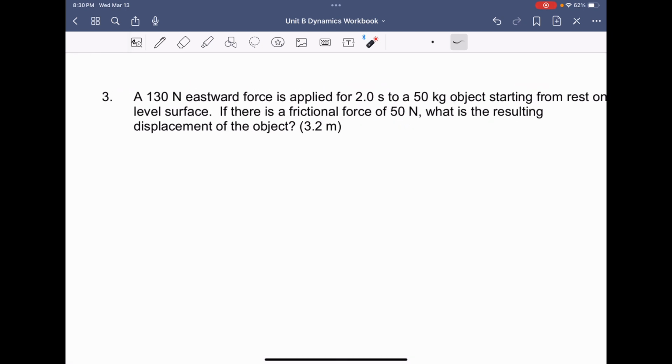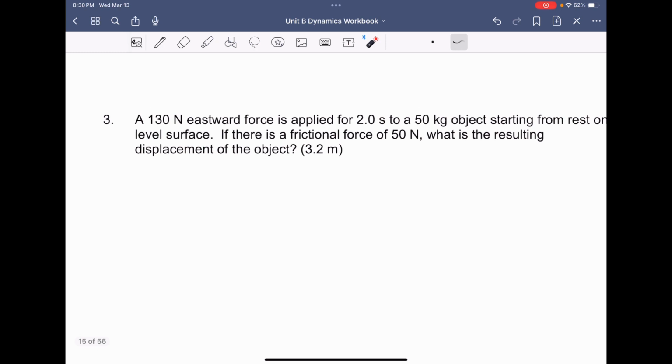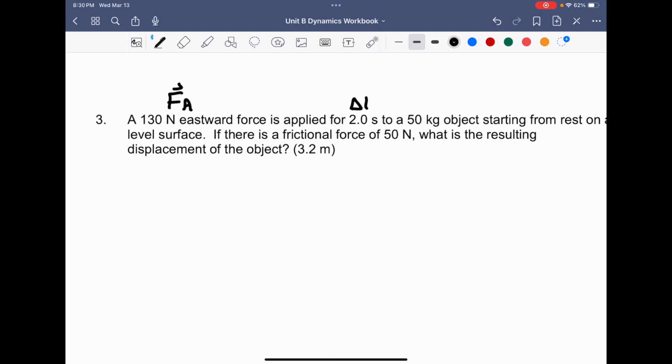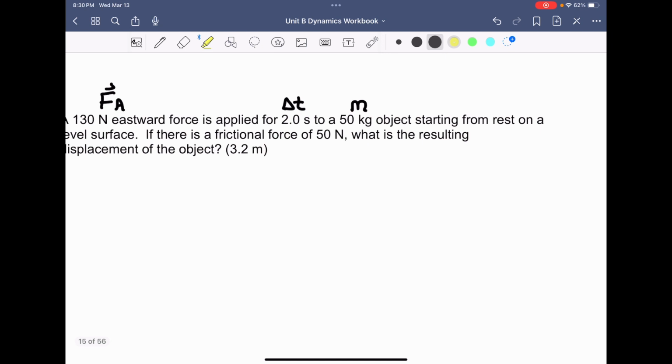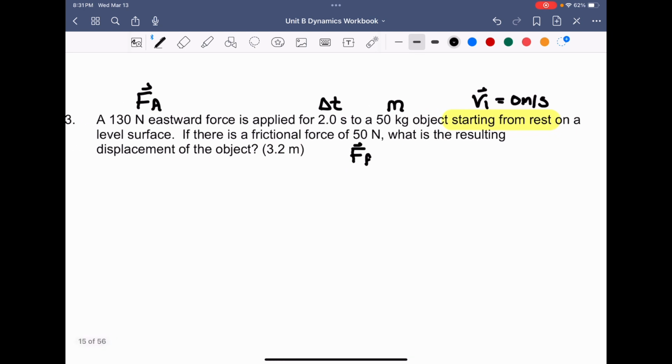So here's what we're going to do. I'm going to label the variables. They tell us that we have an eastward applied force. So right above this force here, I'm going to say that this is the FA, or 130 newtons is the FA. It's applied for 2 seconds, meaning this is our change in time. The 50 kilograms is our mass, and then they give us one of the implied values from earlier in kinematics: if an object starts from rest, it means its initial velocity is equal to 0 meters per second. So that might be an important thing to include here. Now, it's on a level surface with a frictional force, or an FF, equal to 50 newtons. What is the resulting displacement of the object? So this would be D is equal to question mark.